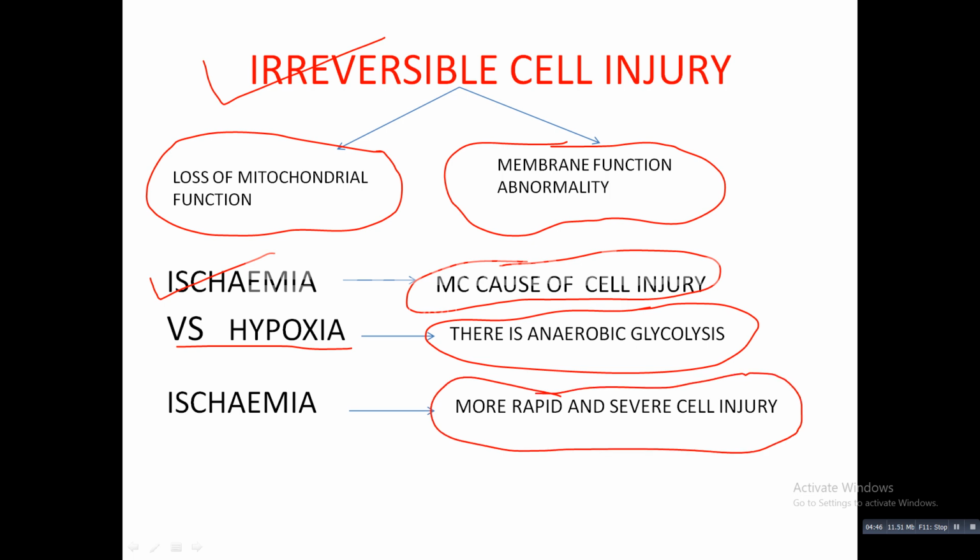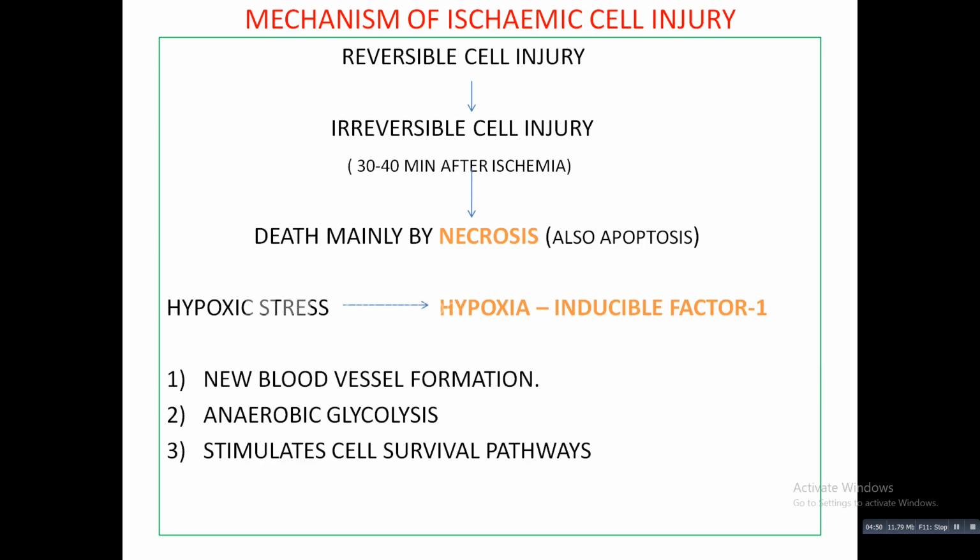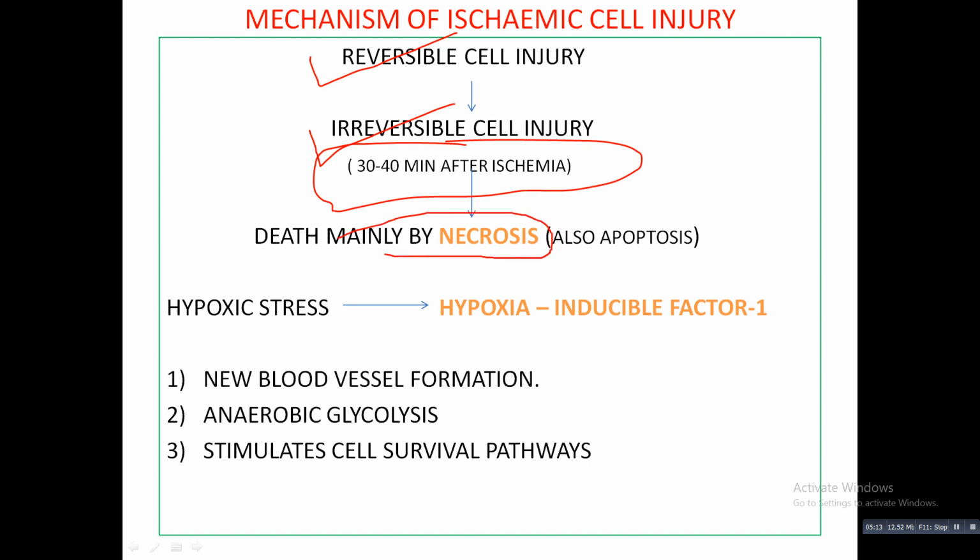Coming to the next slide, let us look at the mechanism of ischemic cell injury. Any kind of reversible cell injury will lead to irreversible cell injury after 30 to 40 minutes of ischemia, and it results in death mainly by the process of necrosis. I repeat, it will result in death mainly by necrosis.